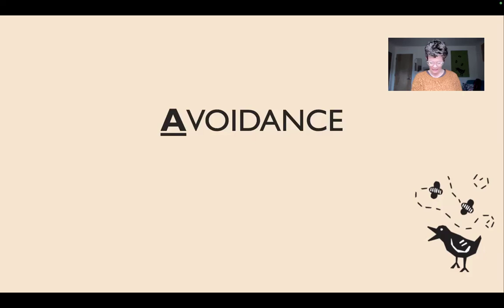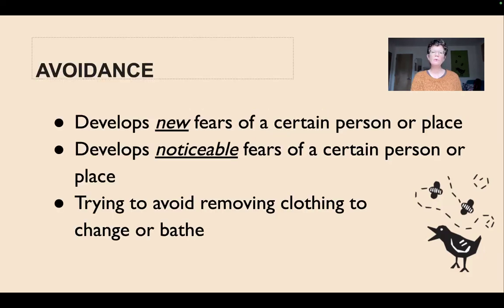Avoidance. When a kid is exhibiting avoidance, oftentimes they will develop new fears of a certain place or a person. Maybe they're a 5-year-old at preschool, totally fine going to the bathroom with a certain child, for example. Oftentimes kids will sexually abuse other kids, and all of a sudden they don't want to go in the bathroom with that kid. So that would be a new fear of a certain person, and possibly a place, right?